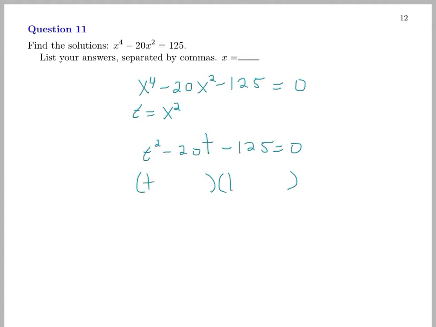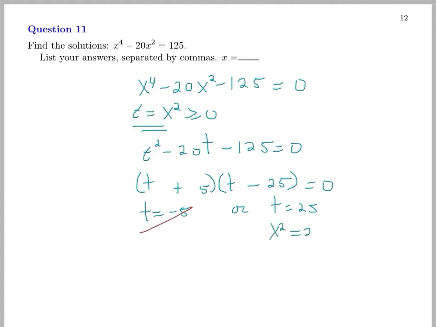So t, 5 times 25, I think will work, minus plus equals 0. So t is minus 5, or t is 25. But since t is x squared, t is greater than or equal to 0, so t can't be minus 5. So the only possibility is that t be 25. Now t is x squared, so that means x squared is 25. And that means that x can be 5 or minus 5.